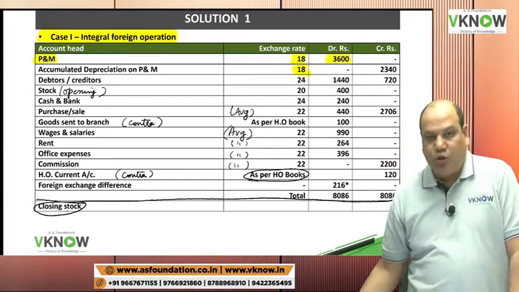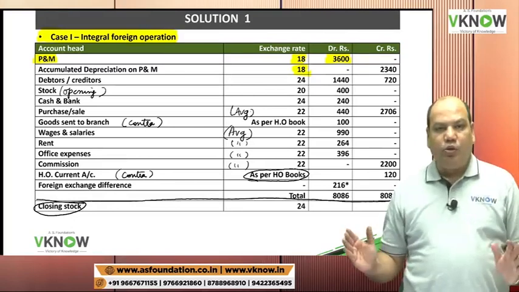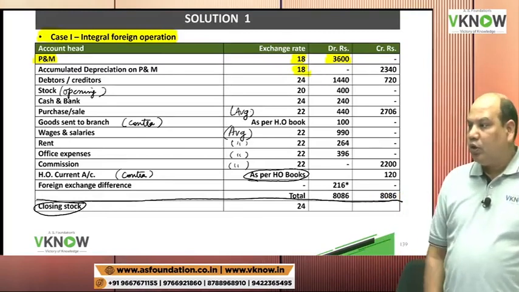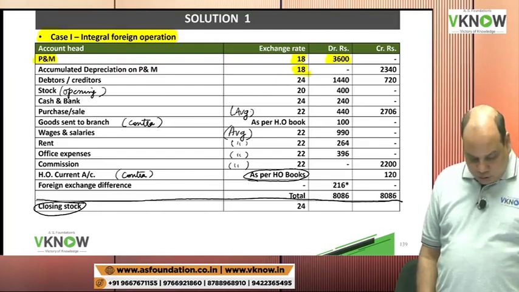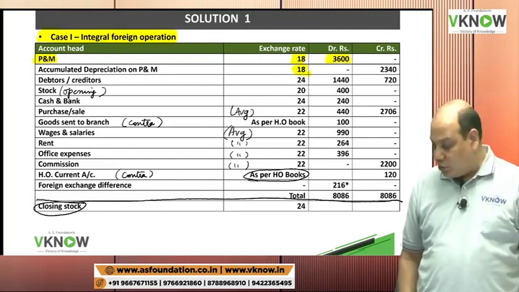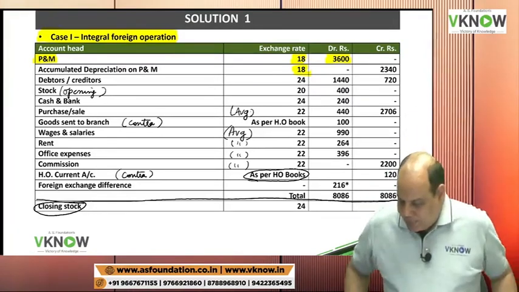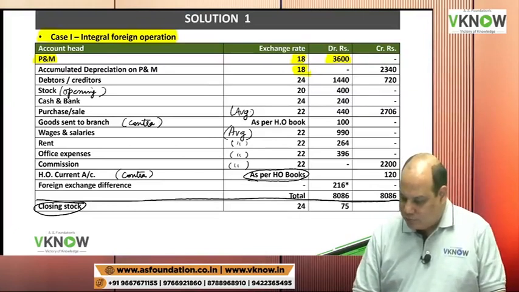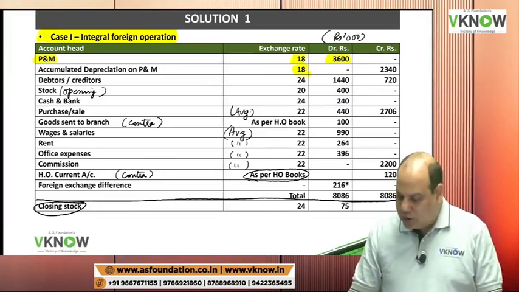Closing stock will come below the trial balance in the information. Closing stock will be valued at the closing rate, 24. There is a closing stock of how much? 3125. 3125 into 24. You are writing in thousands, so 75. At the top, write down rupees in thousand.